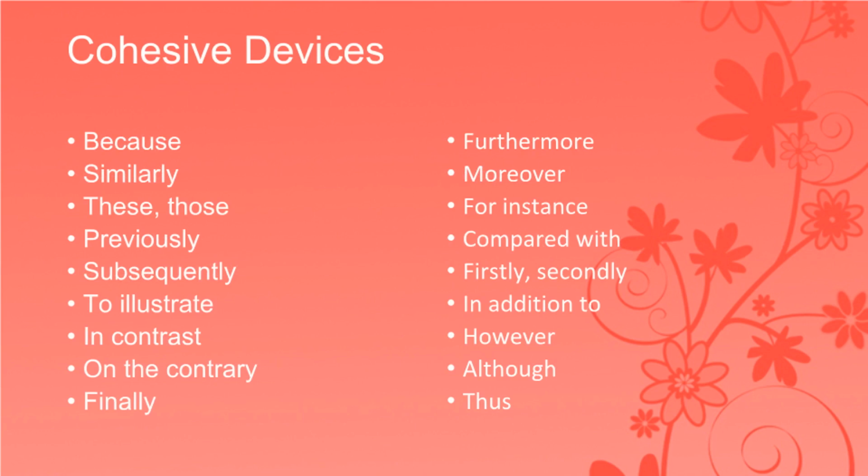Here are some words, what we call cohesive devices, which link the ideas and points with each other. A few of the words are because, similarly, these, those, previously, subsequently, to illustrate, in contrast, on the contrary, finally, furthermore, moreover, for instance, compared with, firstly, secondly, in addition to, however, although, thus. Use these in your writing and speaking to connect the ideas and points with each other.